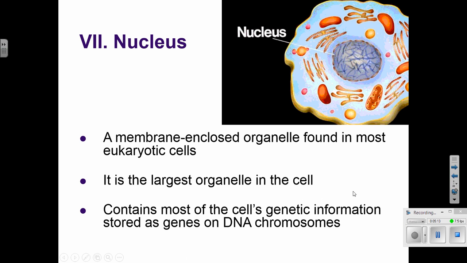Next up is the nucleus. The nucleus is a membrane-enclosed organelle found in the middle of the cell, and it has to be a eukaryotic cell. Having a nucleus makes it eukaryotic. This is usually the largest organelle in the cell, except in cases of plants. Usually the vacuole will be the largest, followed by the nucleus. And this is where most of the cell's genetic information is going to be stored.